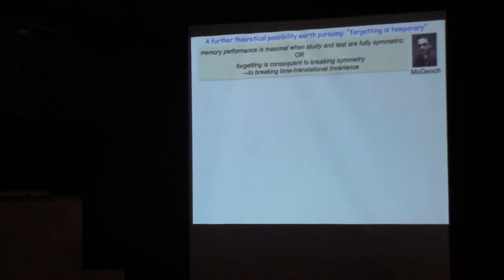Let's look at memory. Memory performance is maximal when study and test are fully symmetric. Forgetting is consequent to breaking symmetry, to breaking time translation invariance. This is just a paraphrase of the great Magoo, great memory theorist from Columbia University. Anyone remember? Not remember. Anyone know? You don't have to remember. I have an old friend though, who's about 100 years old.